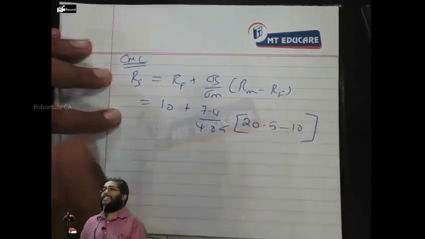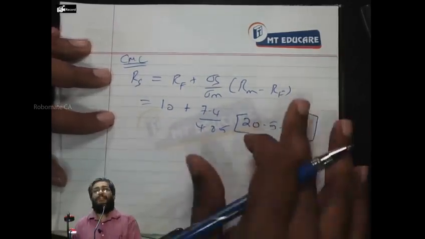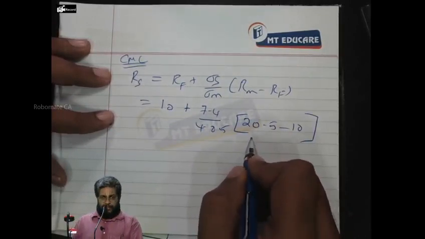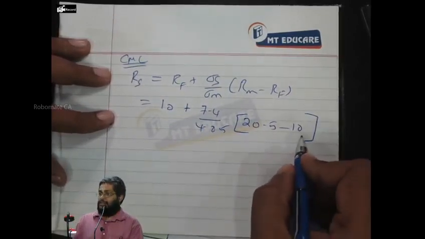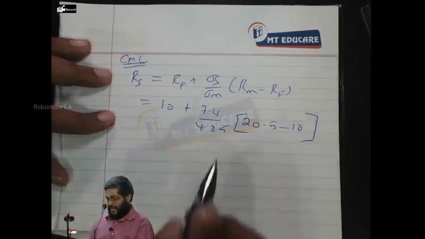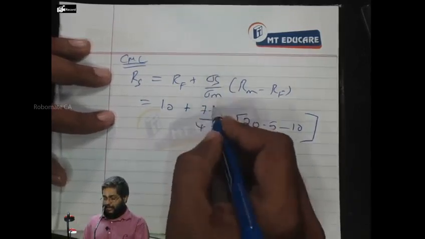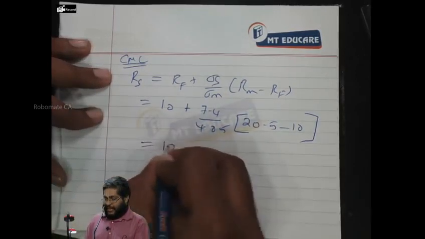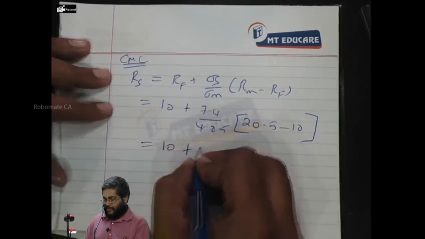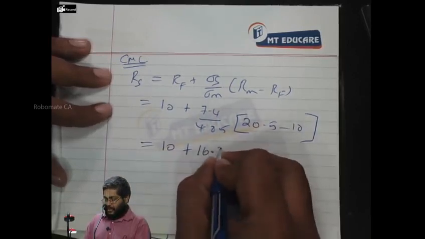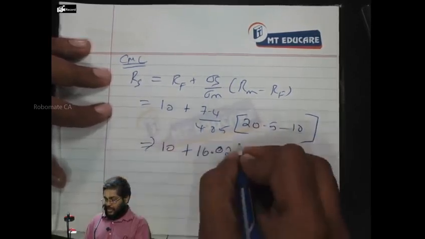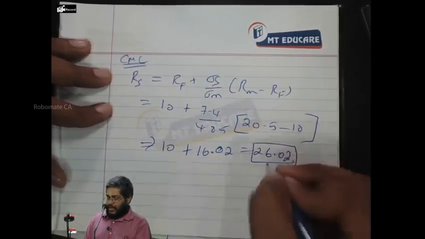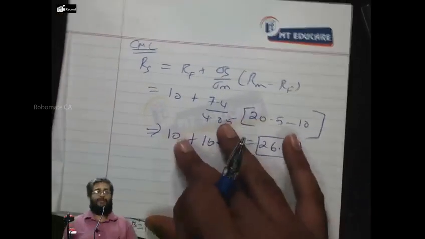What is RM minus RF? 20.5 minus 10. Are you sleeping? Awake? Good morning, friends. What is 20.5? The market portfolio's return. What is 10? The return of the risk-free asset. And 7.4 is sigma S by sigma M into 10.5. First tell me, 10 plus what is this number? 16.02. So 10 plus 16.02 is equal to 26.02.